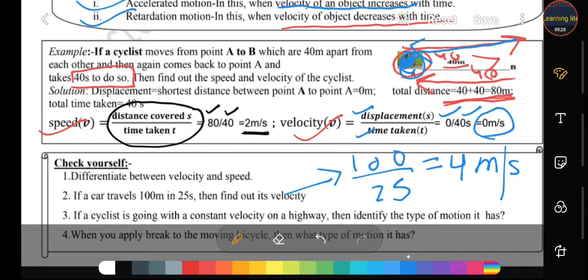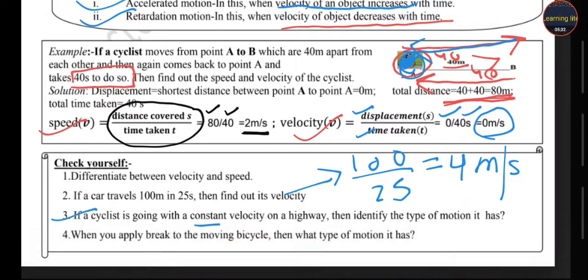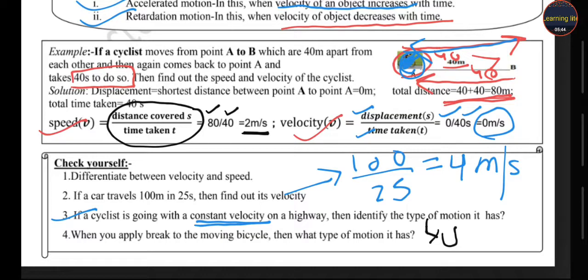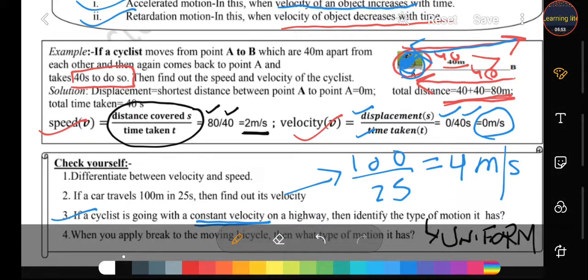Third, if a cyclist is going with a constant velocity, then identify the type of motion. So students, the cyclist is going with a constant velocity. Constant velocity means uniform motion. So what type of motion is there? Uniform motion. Okay. Last question. When you apply brake to a moving bicycle, then what type of motion does it have? Brake means we decrease the velocity, that is retardation, retarded motion.